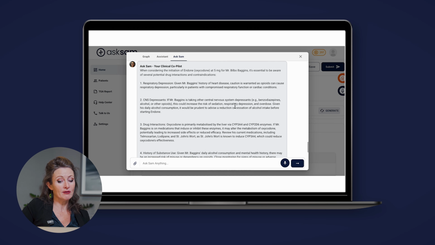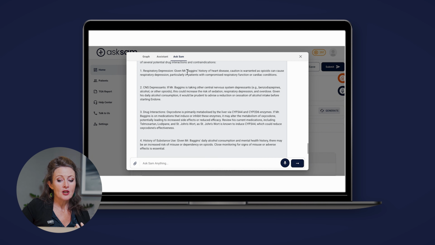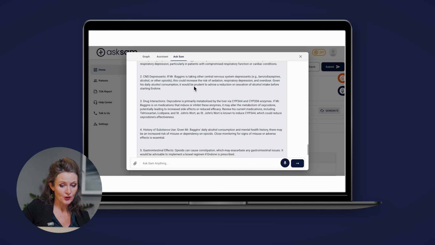So you can see here it's given me the answer for Endone. Be aware of several drug interactions. Because this patient has heart disease, Sam has talked about respiratory depression with CNS depressants. So if we are going to start anything else, it could increase the risk of respiratory depression.